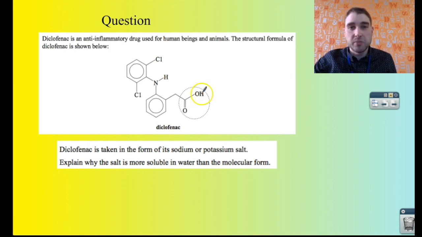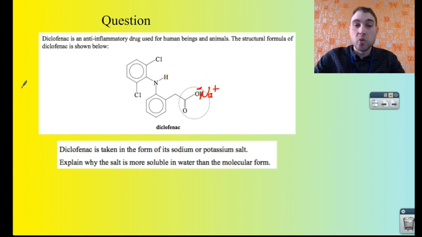So what we're going to do is react it with, say, sodium hydroxide, so this carboxylic acid group. We get a negative at the oxygen, and then we'd have Na+. So we'd have the sodium ion attracted to the negative oxygen over here from the carboxylic acid group. So now that we've got that, we can talk about why it would be more soluble in water than the molecular form. The molecular form is just that with the hydrogen.